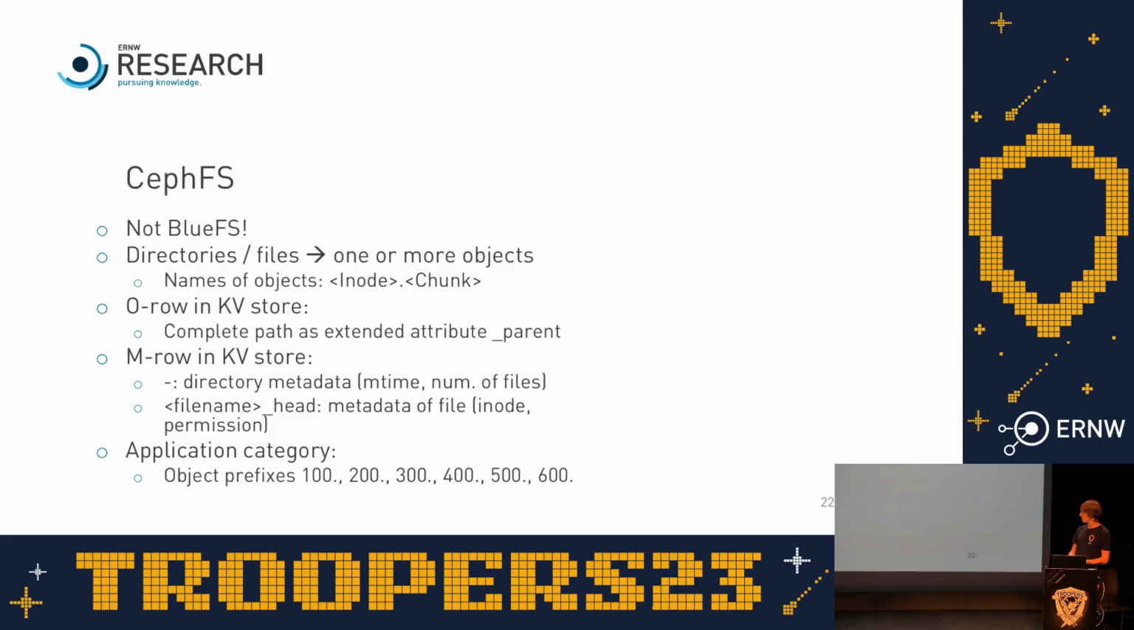And then we have some more objects that store interesting data, but I didn't have time to look at those things deeply. There's, for example, the object with ID 600. It contains the file system journal for CephFS.